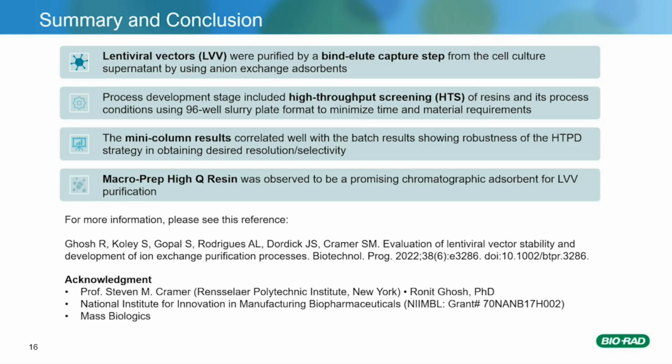The mini-column results correlated well with the batch results, showing robustness of the HTPD strategy in obtaining desired resolution and selectivity. Macroprep High Q resin was observed to be a promising chromatographic adsorbent for lentivirus purification. For more information, please check this reference for any other details you would like to see.